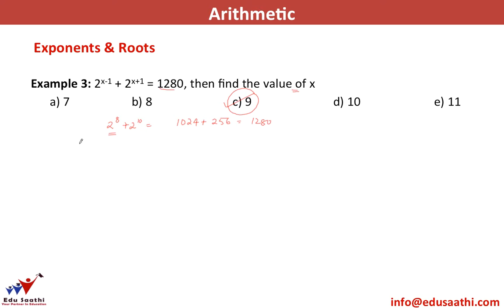However, if I want to solve it manually, I can still do it. This will be 2 raised to power x into 2 raised to power minus 1 plus 2 raised to power x into 2 is 1280. I can take 2 raised to power x common and I can write it as 1 by 2 plus 1 is equal to 1280. Again, 2 raised to power x into 2.5 is equal to 1280. So if I just divide it, I get the value for 2 raised to power x is equal to 512. So once I get it, the value of x comes out to be equal to 9. Let's look at another question.